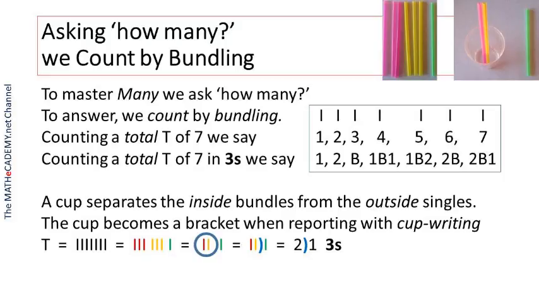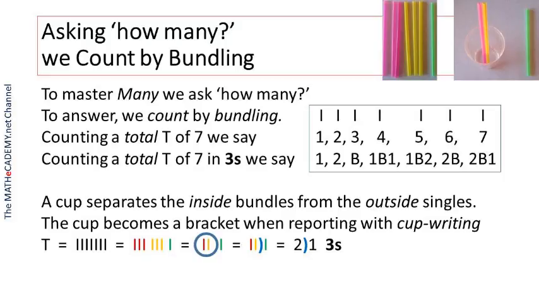Counting a total T of 7, we say 1, 2, 3, 4, 5, 6, 7. Counting a total T of 7 in 3s, we say 1, 2, bundle. 1 bundle 1, 1 bundle 2, 2 bundles. 2 bundle 1. We use a cup to separate the inside bundles from the outside unbundled singles.